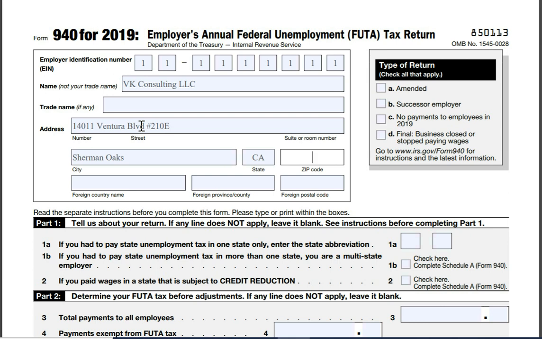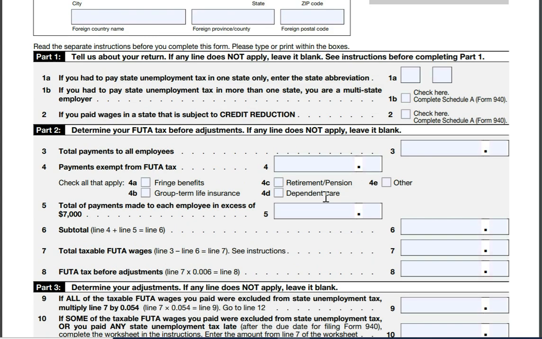Now this 940 form is a California form, so it's applicable only for California state. What type of return? We do not fill out anything here because it does not apply. So question number 1A, you put your state abbreviation. We are in California. We pay tax only in California, and for 2019, the only state that has a credit reduction rate is Virgin Islands, so it does not apply to us.